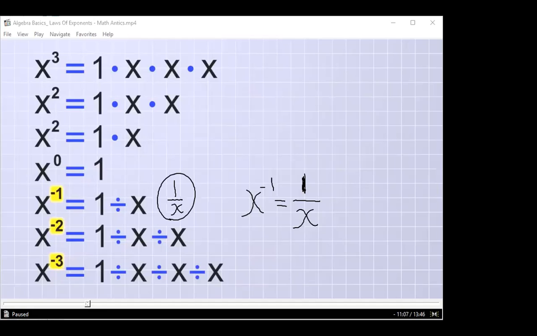Who will tell me the second question? X to the power of negative 2. X to the power of negative 2, it will give us how many? If I want to write it in a fractional form, it will be how many? I'm waiting for your answer.